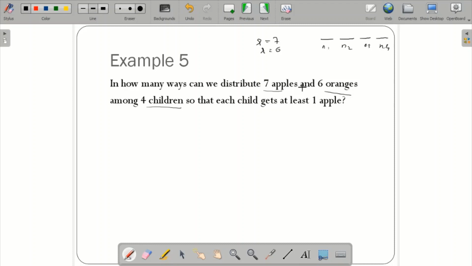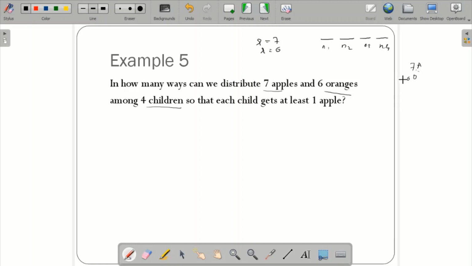So before we go into the question, how many ways can we distribute 7 apples and 6 oranges? So both should happen simultaneously, right? 7 apples as well as 6 oranges. So this and this should be multiplied. And both are what? Repetition. One orange is similar to another orange also.